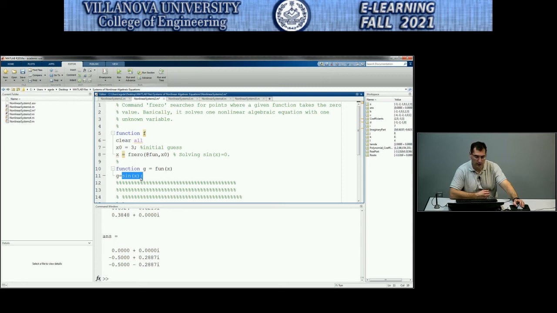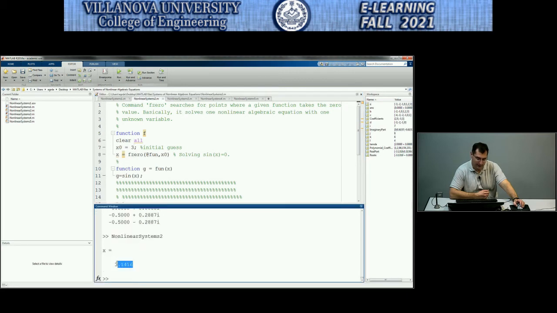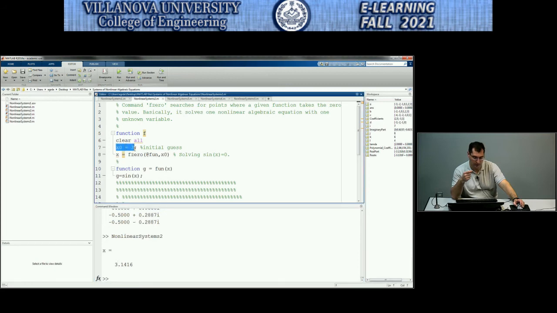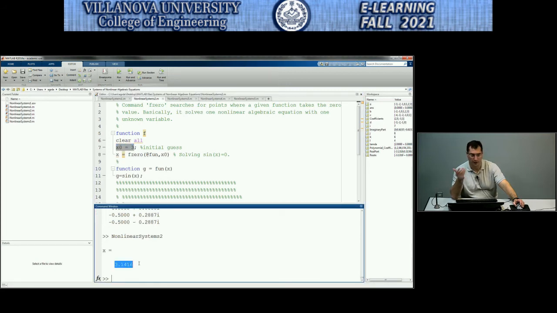You have to give the initial guess for the solution. We know that sine of x is equal to 0 at 0, but you give MATLAB an initial guess. If you run this, hopefully MATLAB will identify a solution. Every trigonometric equation has multiple solutions. So sine of x is equal to 0 at x equal to 0, but the closest solution to my initial guess, 3, was x equal to pi. So MATLAB finds that one.